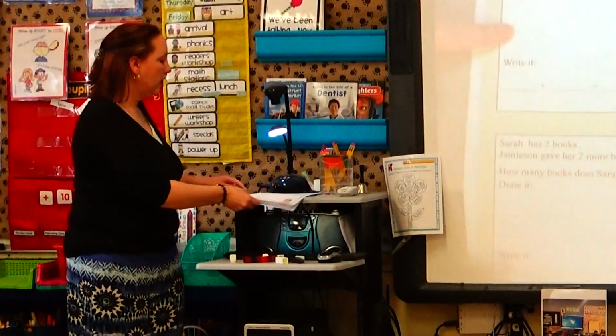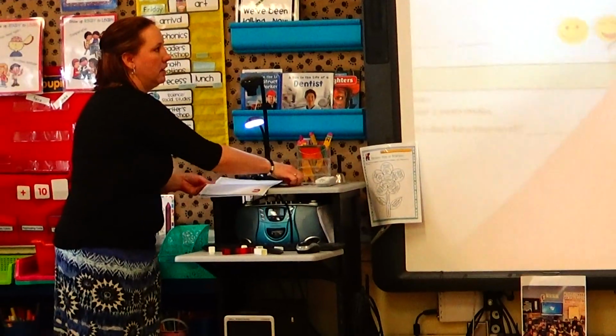You may draw it. You may use pennies. You may use Unifix cubes. It is your choice. You have 3 options, 3 different ways in which you can use these options. You have Unifix cubes back there. You have pennies up here.